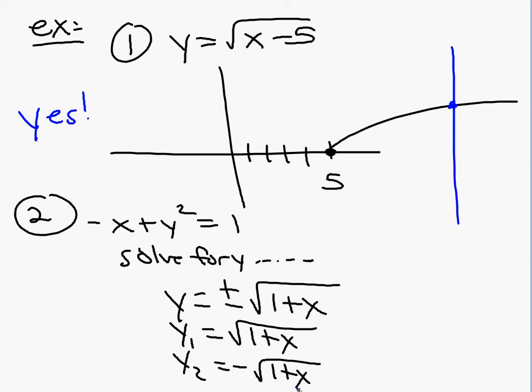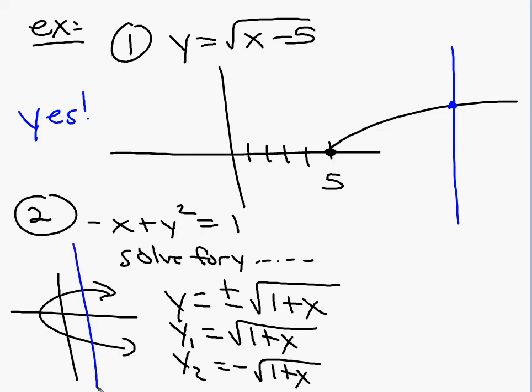You'd have to graph both of them at the same time, and then when you did that, you would see that this thing looks like some type of sideways parabola. Okay? So if you needed to graph that on the graphing calculator, you would have to graph y1 and y2. Okay? And then you could get a picture of it on your graphing calculator.